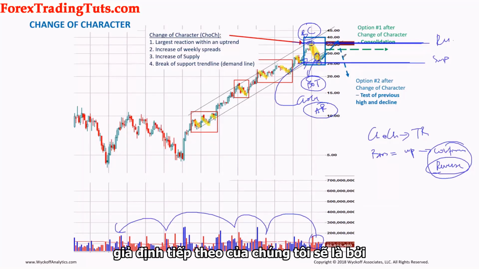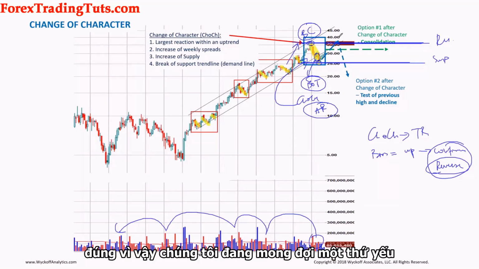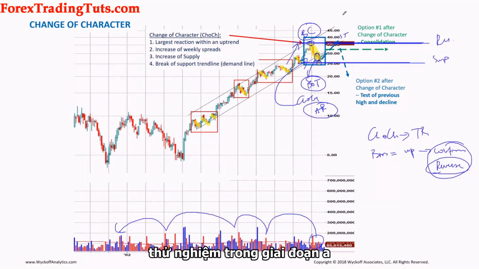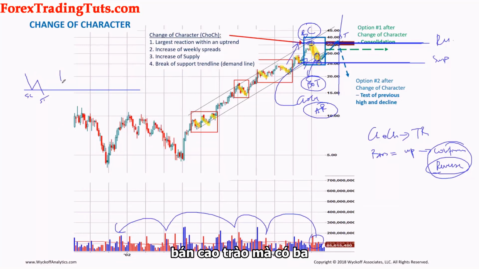Our next assumption is going to be by Wyckoffian structure. We're going to ask ourselves a question. What comes next? Well, obviously, if there was a climactic action, there is still going to be some momentum to the upside that we need to check. Right? So we're expecting a secondary test in phase A. And as we've talked about, secondary tests to the selling climax, there are three types.